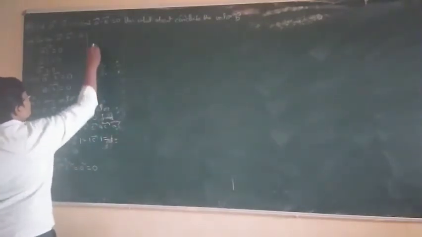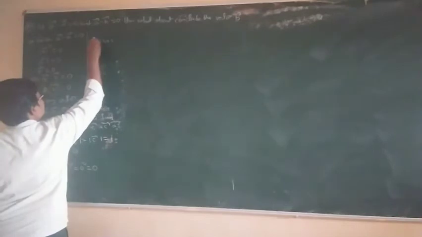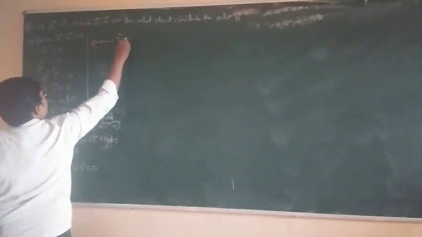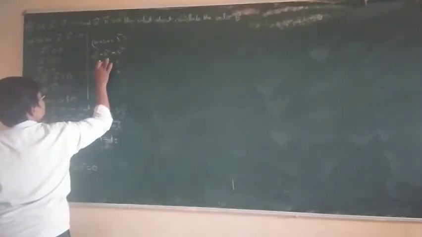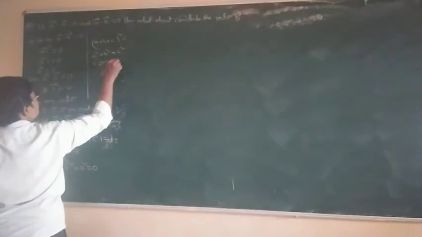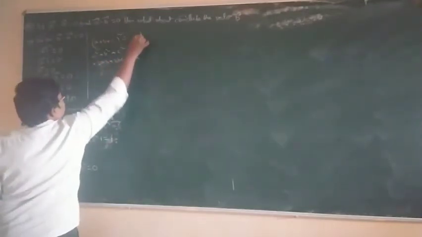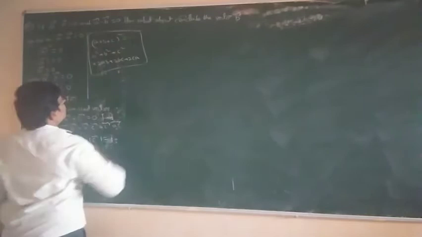is equal to 0. So what is the formula for a plus b plus c whole square? a square is nothing but mod a square. The formula is a plus b plus c whole square equals a square plus b square plus c square plus 2ab plus 2bc plus 2ca. This is the formula.